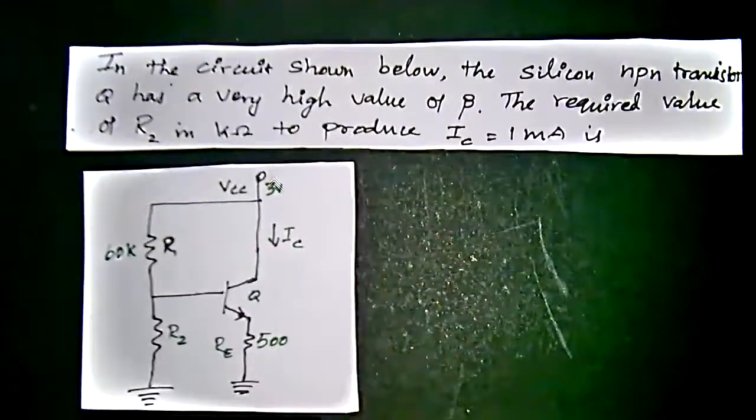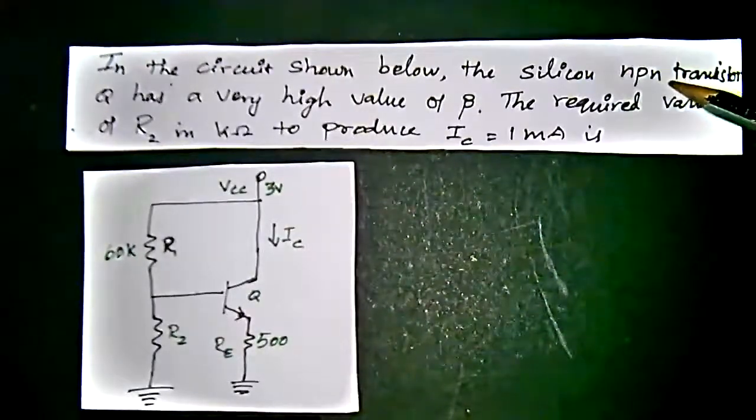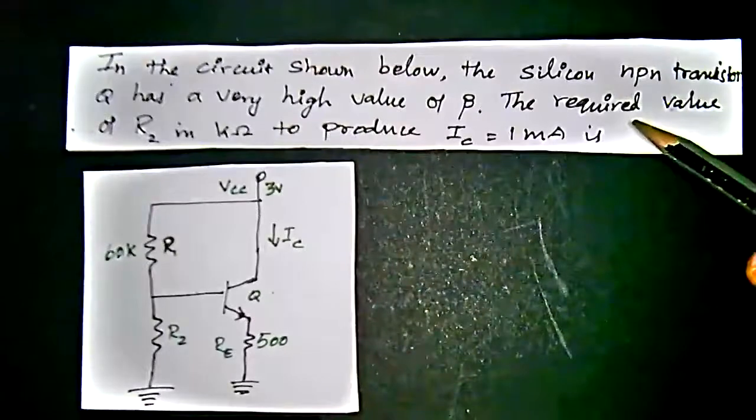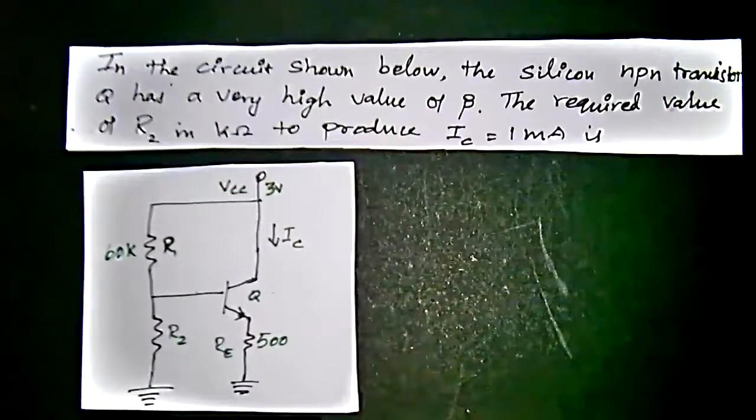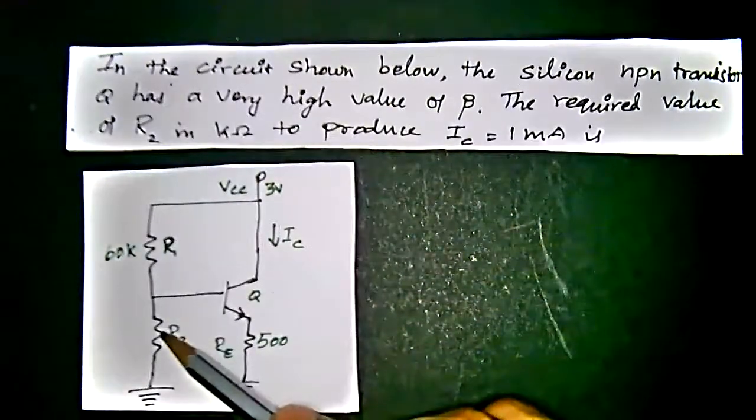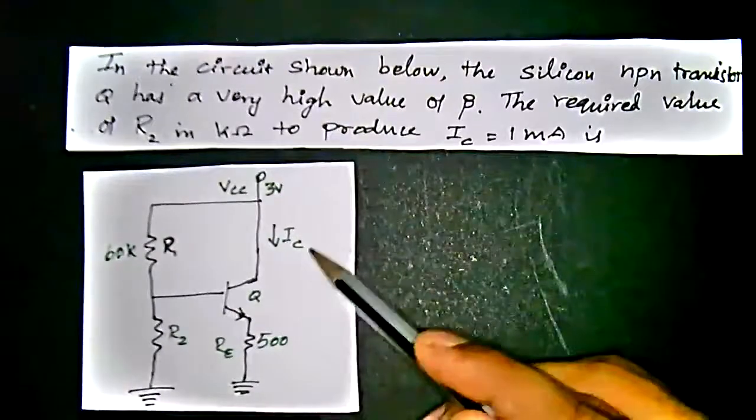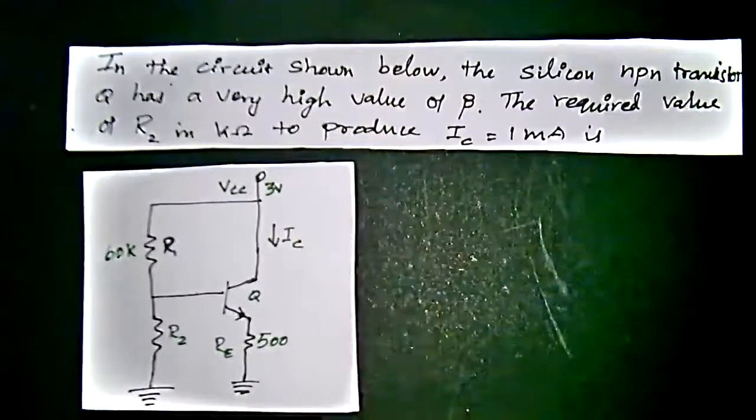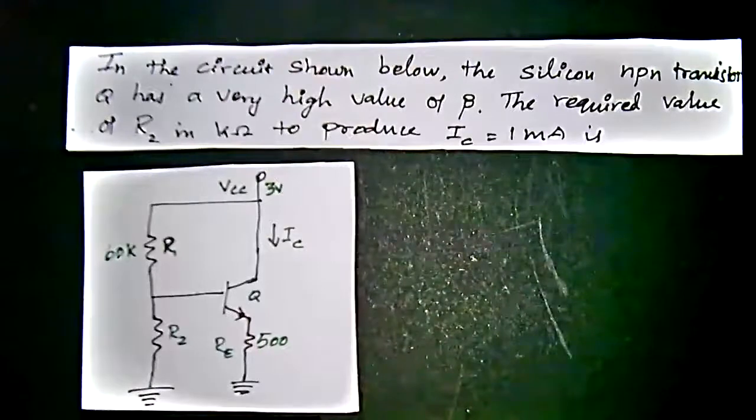Another data they have given is silicon NPN transistor. So we have to retrieve the information about the silicon transistor and the R2 value, that is, this R2 value we have to find, to maintain this IC, that is, the collector current should be 1 milliampere.